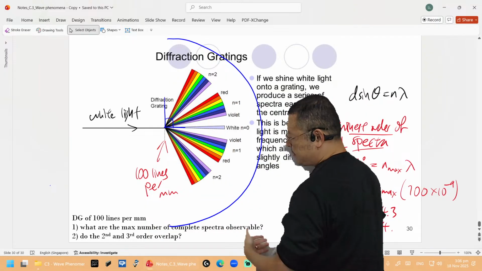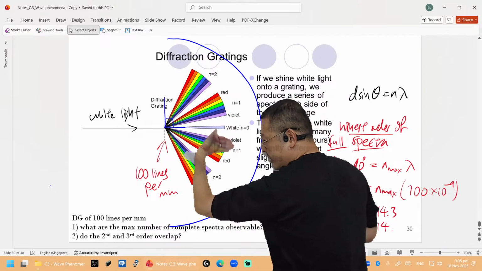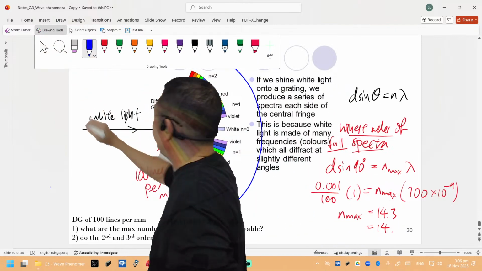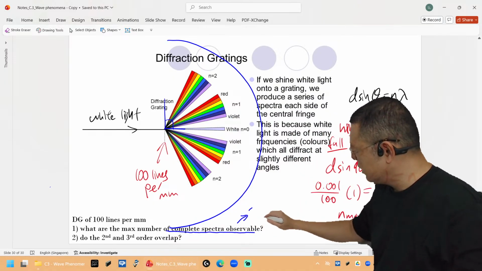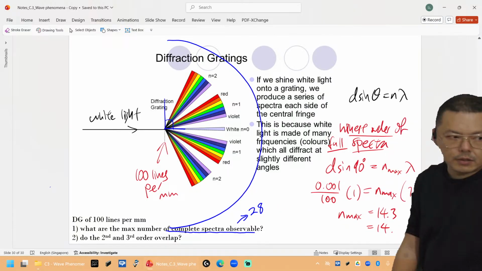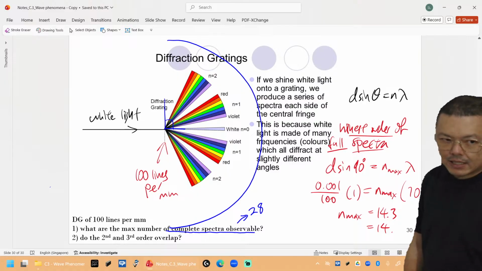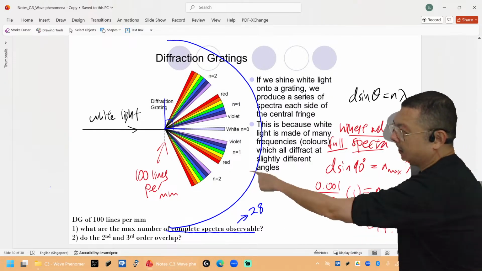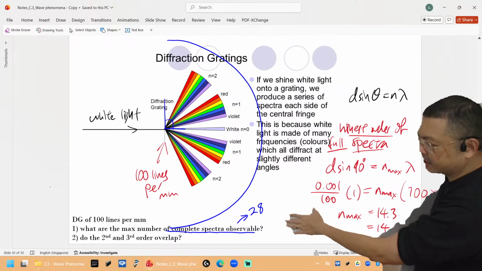So the number of complete spectra that you can see will be 14 on this side and 14 on the other side, so a total of 28. Right? Complete spectra observable, 28, because the max number is 14 and therefore this one is 28. Are we okay on this? If they give you monochromatic light, let's say a red laser, and they ask you how many bright fringes can you see, then it'll be 28 plus 1 in the middle. Just be aware of that. There are many different kinds of diffraction grating questions.